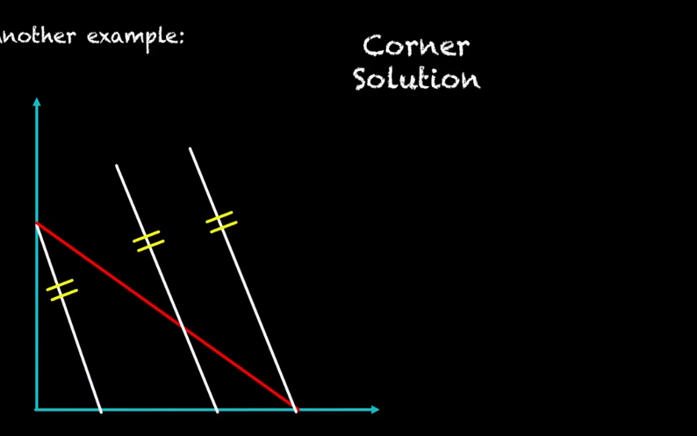Let's look at another example. Let's suppose again this is my budget line, the red one, let's say AB. And my ICs are now straight lines, which means these are the ICs of perfect substitutes. Whenever I have perfect substitutes, I will have a corner equilibrium. So it can be either this corner or this corner.